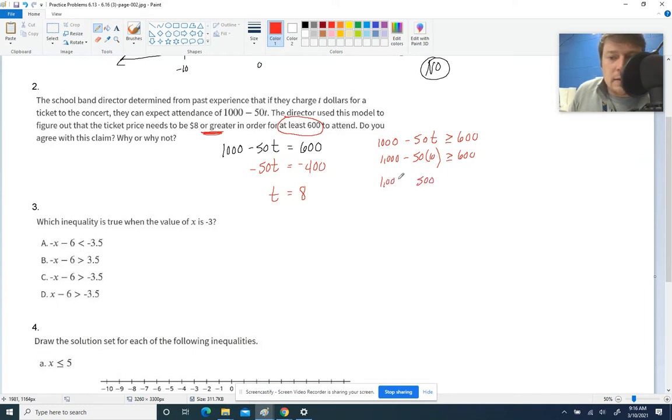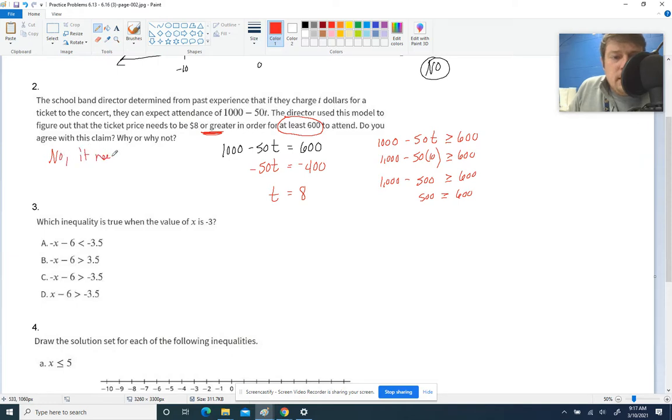And 1,000 minus 500 is not greater than 600. It would be 500 on the nose. So I don't agree with it needing to be $8 or greater. I would say no.